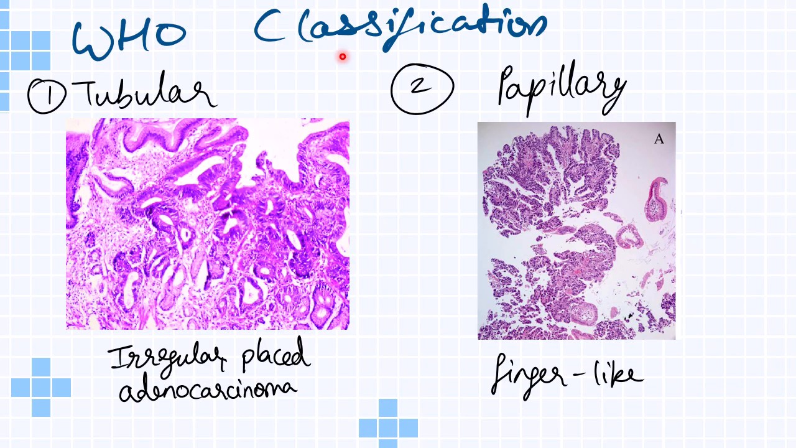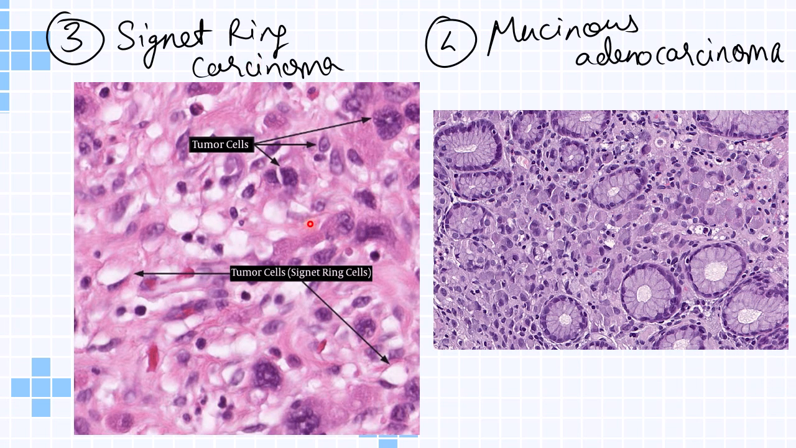Now coming to the WHO classification, we have four types. First one is tubular type, which has irregular glands of adenocarcinoma, as you can see in this picture. Second one is papillary, which looks like a finger. In the third one, we see signet ring cells, and in the fourth one, we see mucus-filled cells.